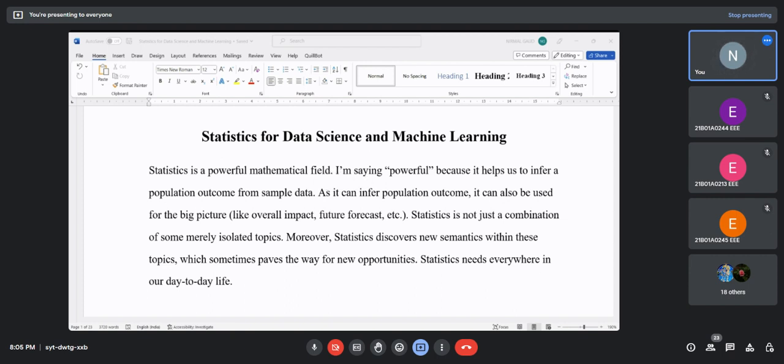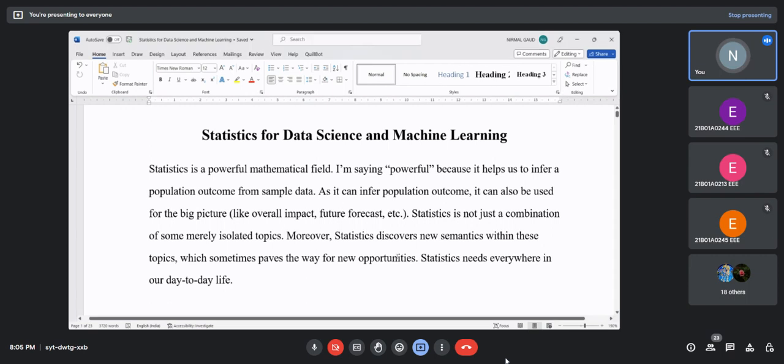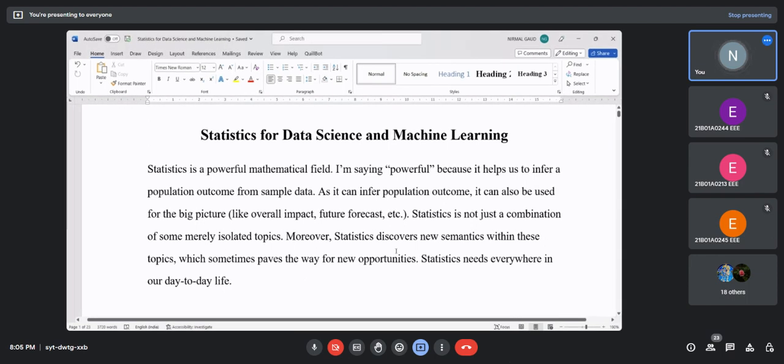As I already told you, you will have a data set in your projects which you are going to do for data science and machine learning. Now you have the data set, so what am I going to do with statistics? Why is it important and powerful? Because you have the sample data and you need statistics to help with it.